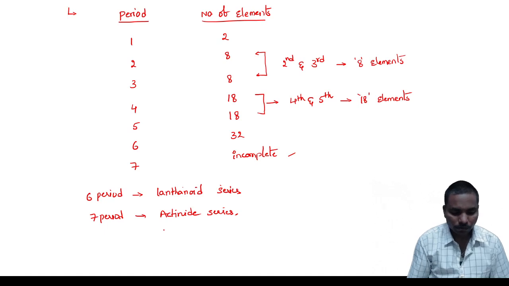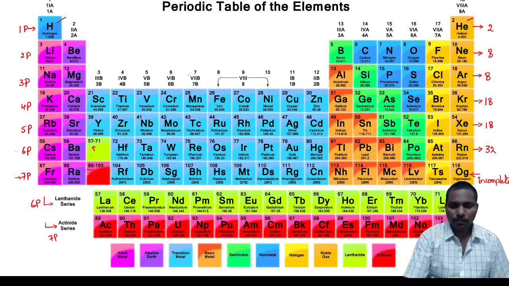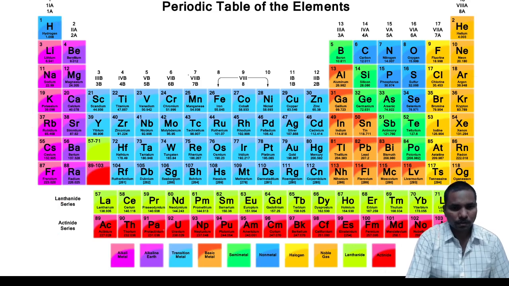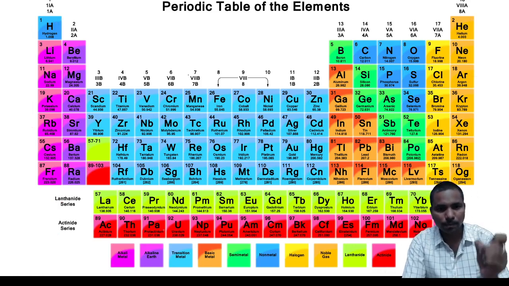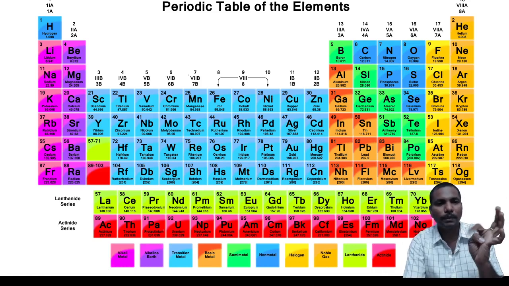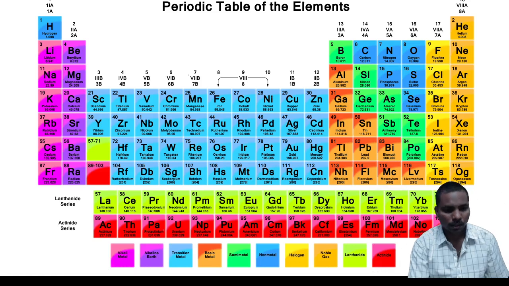Okay, now coming to some types of elements, that is S block, P block, D block, F block. We have 4 blocks, you know very well. S block, P block, D block, F block. So let me discuss those in this session.